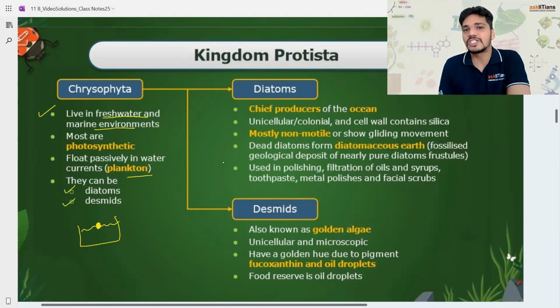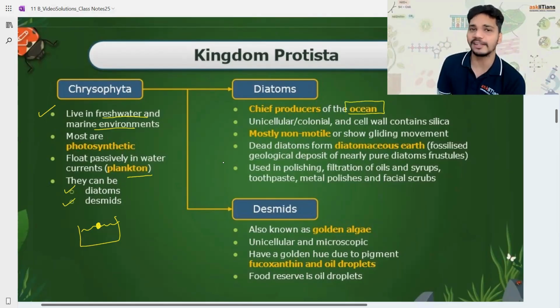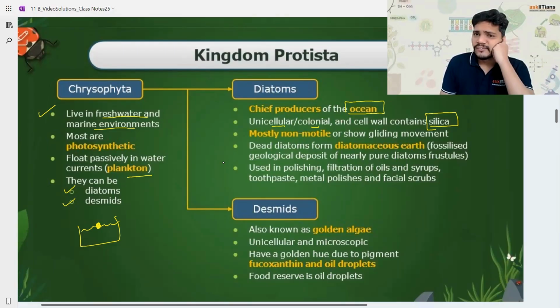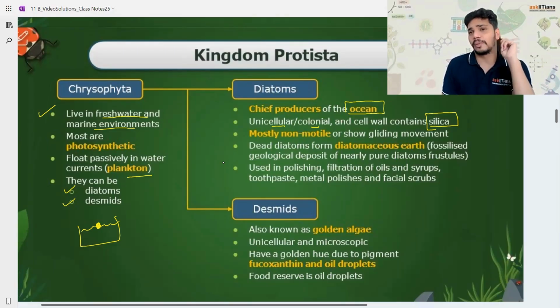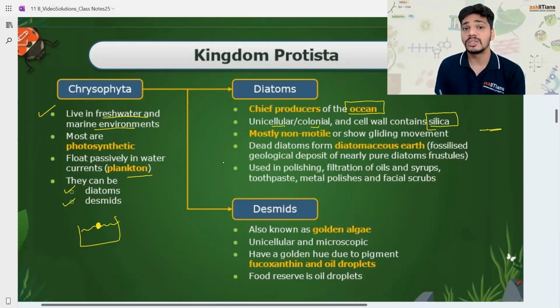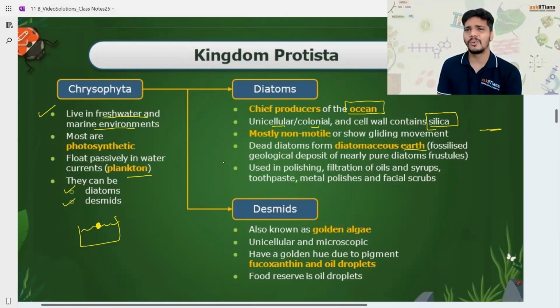So what are the diatoms? A chief producer of the ocean. Chief producer. First of all, they are unicellular or colonial, and their cell wall contains silica, silicon, right? Toughest material. They are mostly non-motile or show gliding movement, like from the water currents they go here, sometimes they go here. They're not motile. Dead diatoms form the diatomaceous earth. So what is this diatomaceous earth?